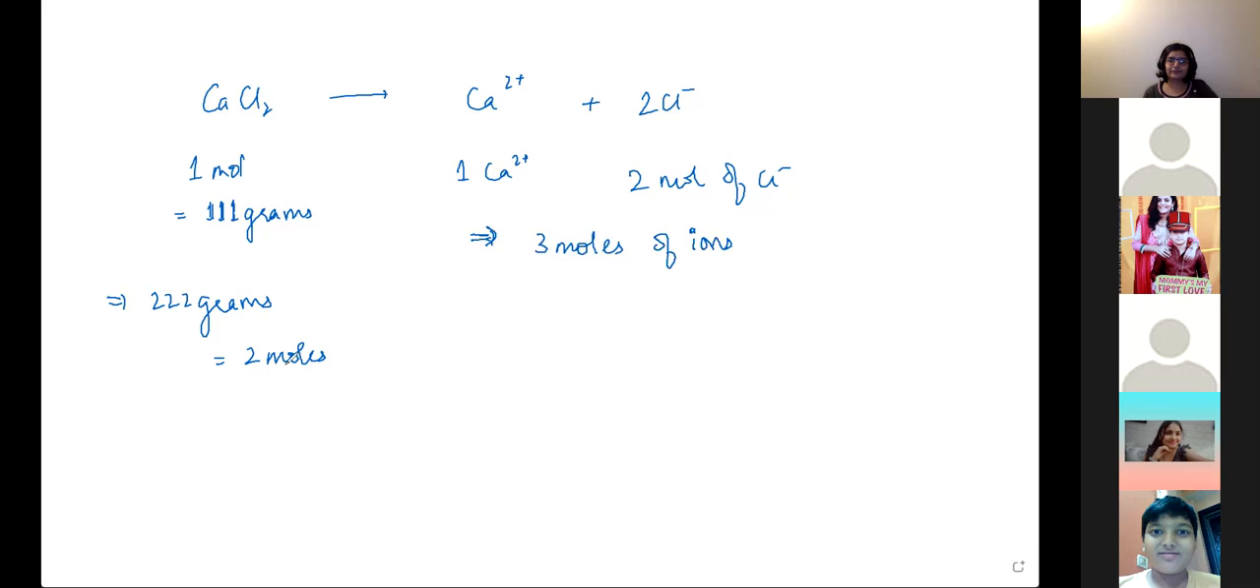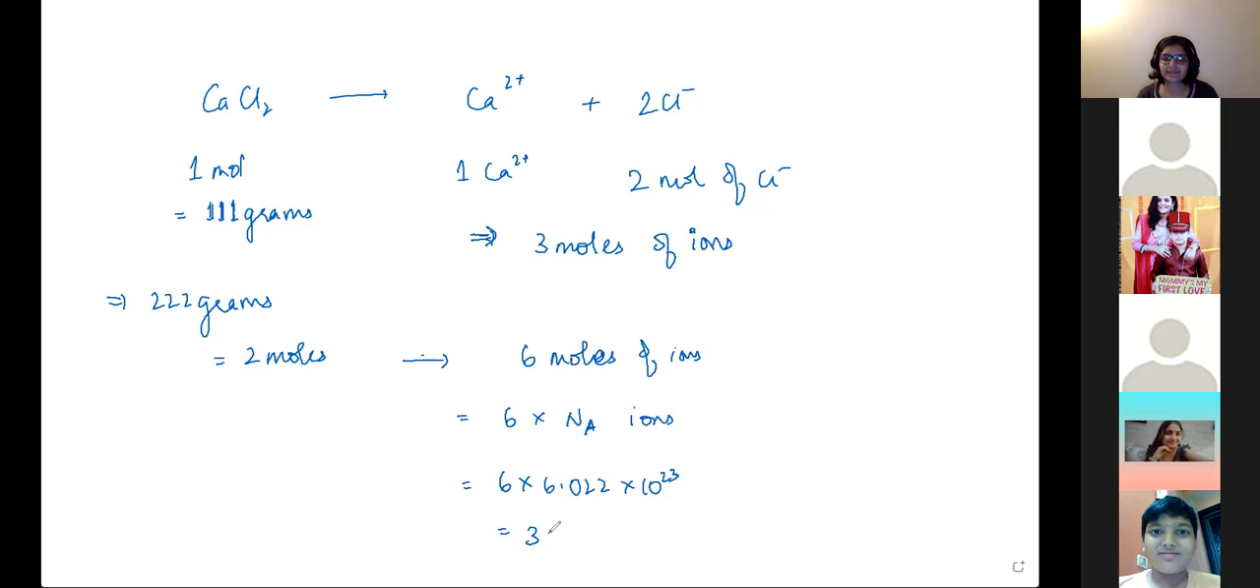So, ma'am, 2 moles of calcium chloride would give 6 moles of ions. Yes. So the total number of ions will be moles of ions times Avogadro's number. These many number of ions. So it will be 6 into 6.022 into 10 raised to 23, which if you multiply it, will give you 36.132 into 10 raised to 23. And moving the decimal point, it will give us 3.6132 into 10 raised to 24.